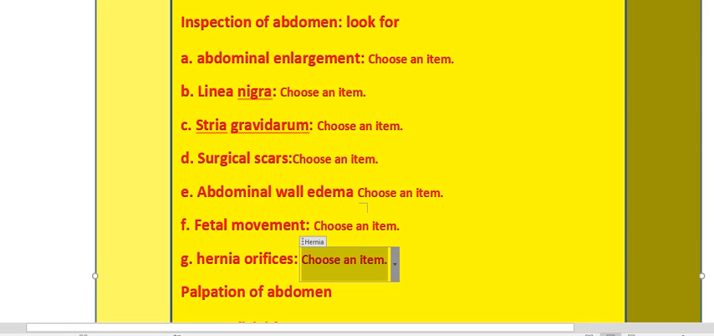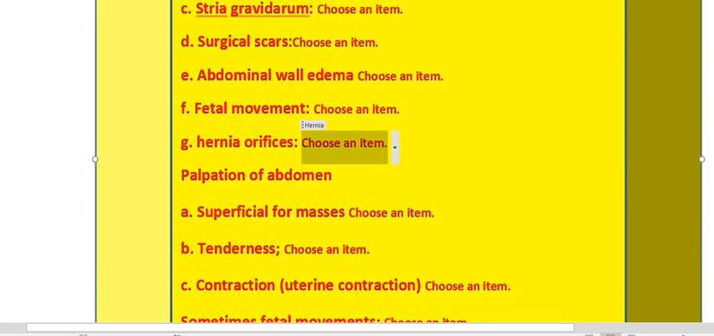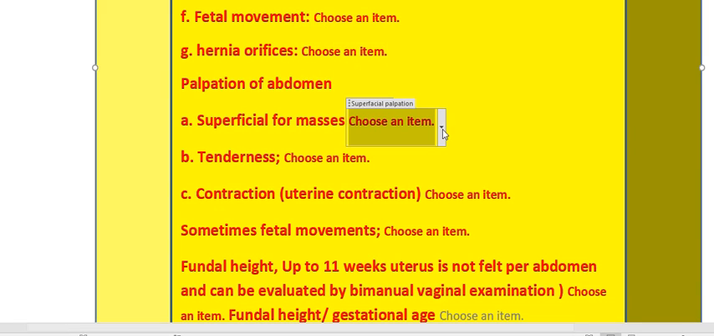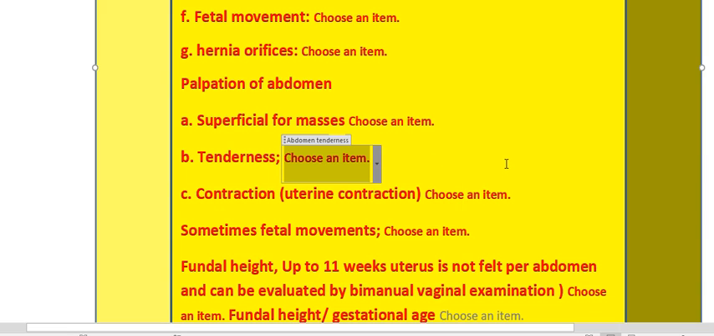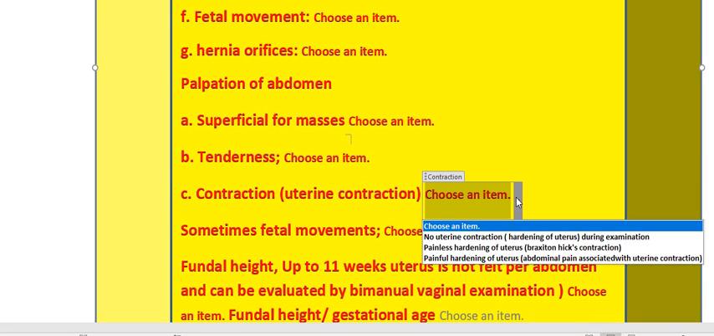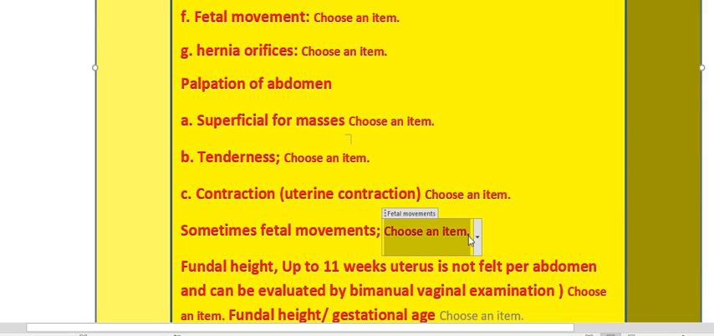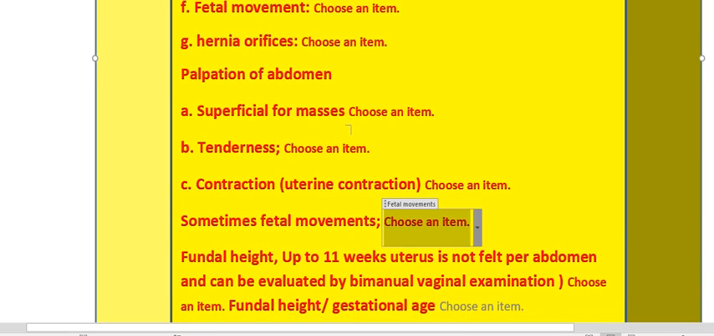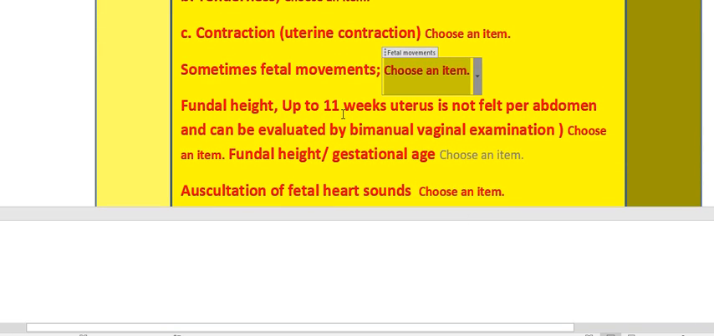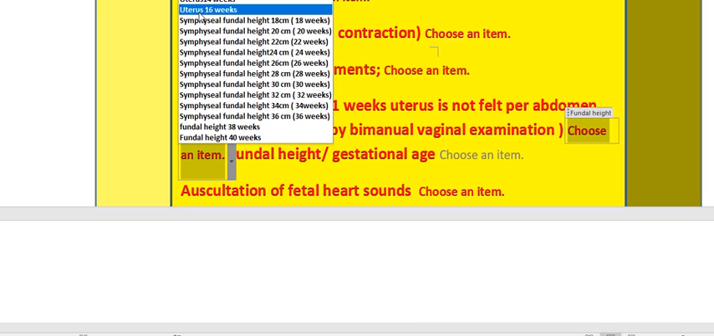And then we start to palpate the abdomen for any masses or any tenderness. For the uterus: uterine contractions, or painful areas, then we may feel the fetal movements. And then we are going to record the fundal height. Usually the uterus is not felt by abdomen except after 12 weeks, and it is felt before by manual examination. Otherwise, if the uterus is felt by abdomen, we have to determine the fundal height.